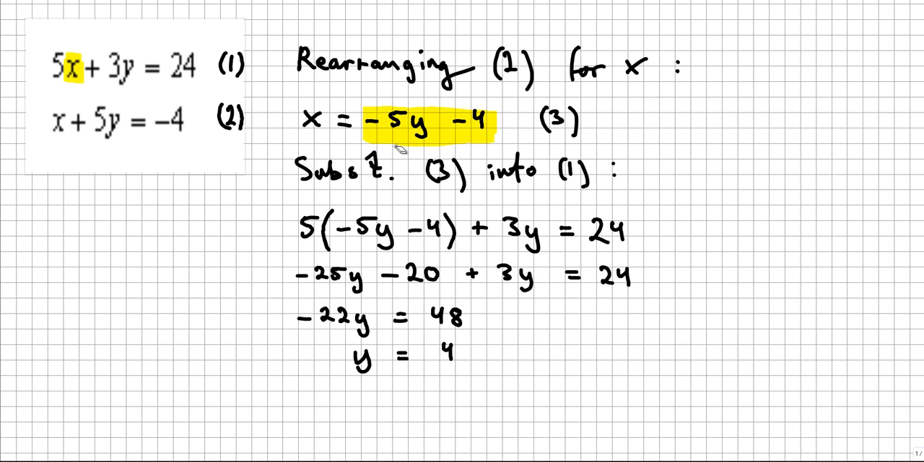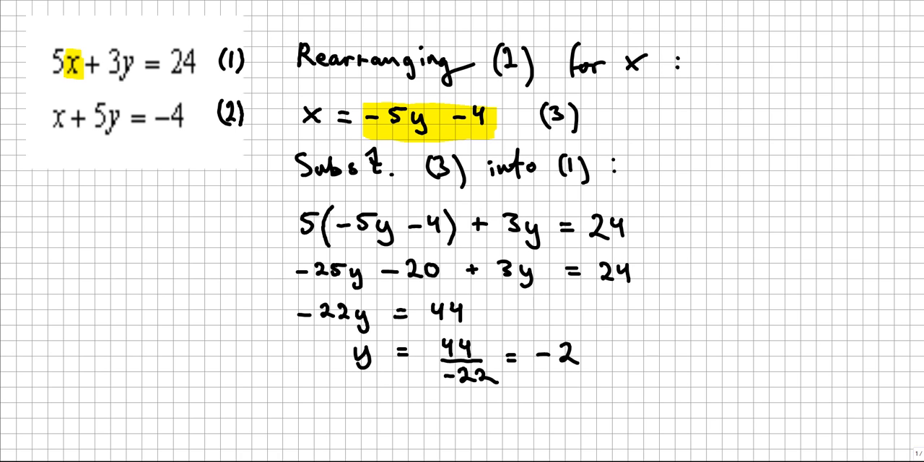Sorry, here's a mistake. Of course, 24 plus 20 is 44, not 48. So 44 divided by minus 22 is equal to, 22 goes 2 times in 44, but we have plus and minus, so it's going to be minus 2.